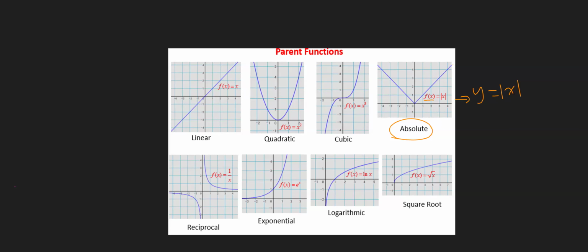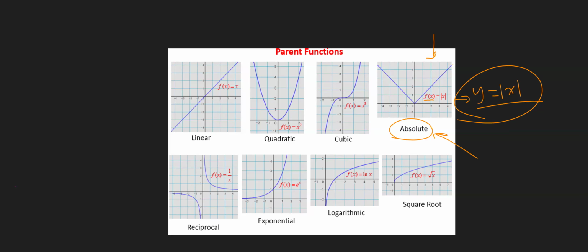This is called the absolute value function, and this is its equation, y equals absolute value of x, and this is its graph, which is like the letter V. It goes from 0, 0 and is symmetrical around the y-axis, so it goes left and right. This is called a parent function. So absolute value is a parent function, and this is its graph.